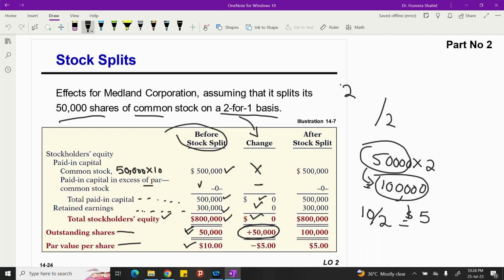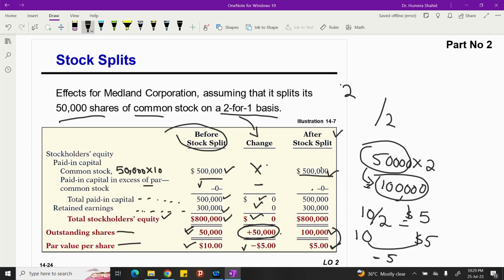So what was the old par value? The old par value was 10. What is the new par value? That is $5. So there's a decrease in the par value of $5. I wrote here -5. Now, let's see the effects after the split. Common stock after the split is the number of shares multiplied by the new par value. So we get what? 500,000. It was 500,000. It is 500,000 after the split. That's why there is no change.